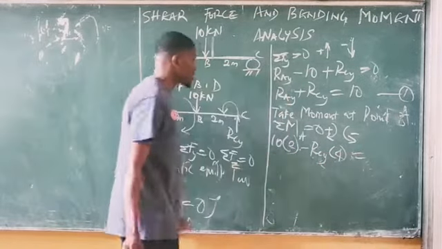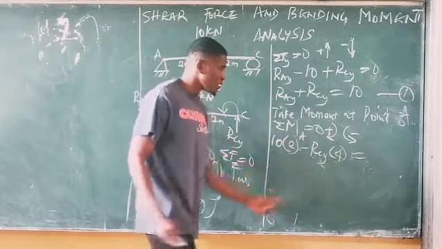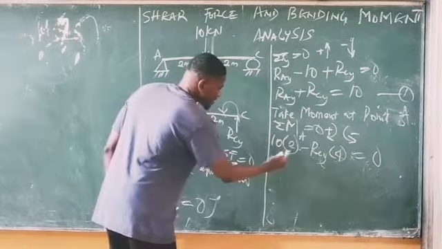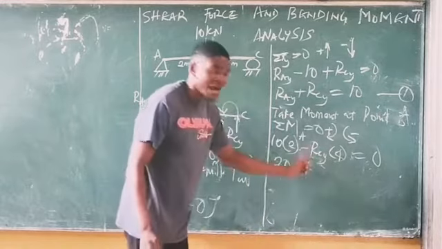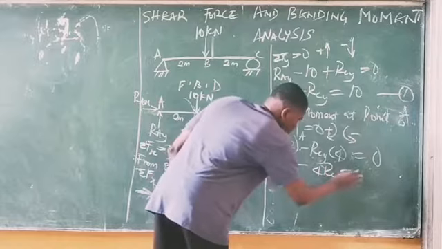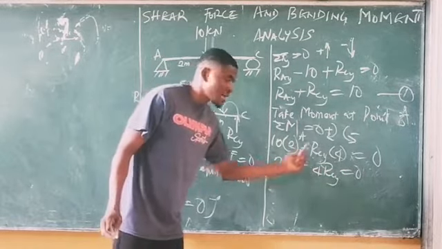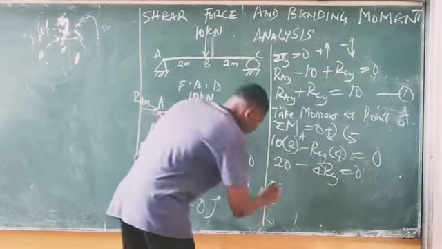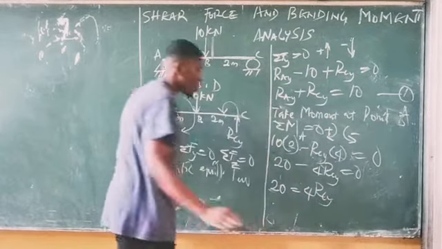And we already established that summation of moment about point A is 0. So it means the whole of the moment is equal to 0. Okay, so we open our brackets. 10 times 2 gives us 20, minus 4 times RCY gives us 4RCY, and that's equal to 0. So let's transfer the negative term to this side of the equation. Of course, negative across the equal sign becomes positive. So we'll have that 20 is equal to 4RCY.